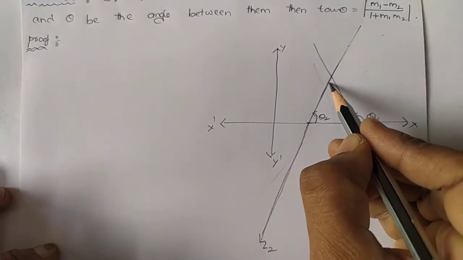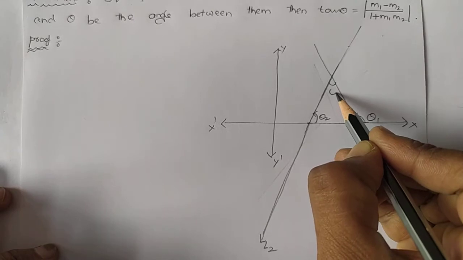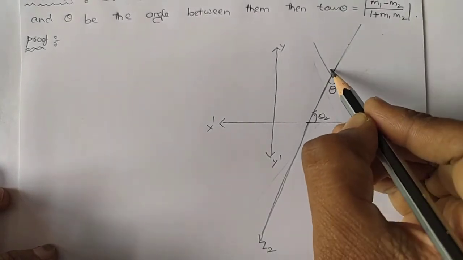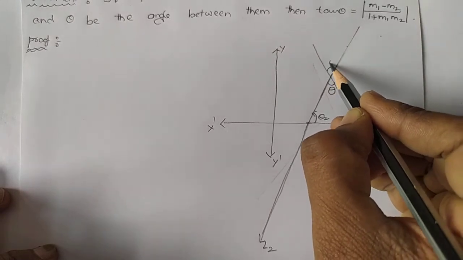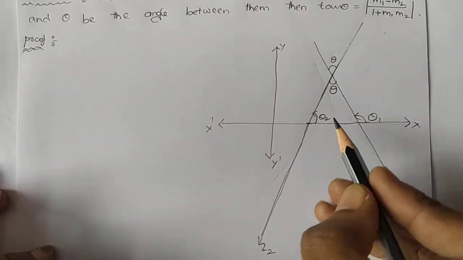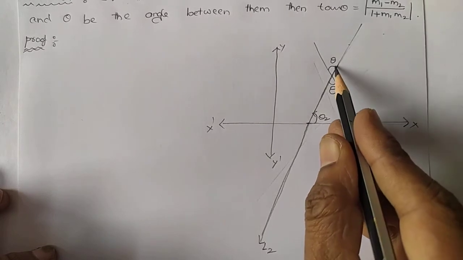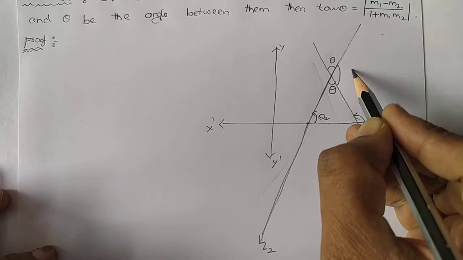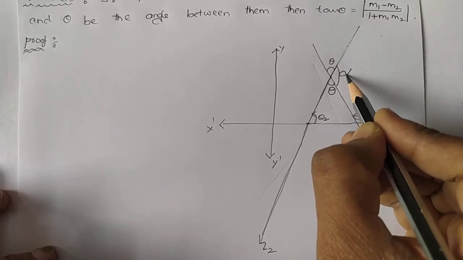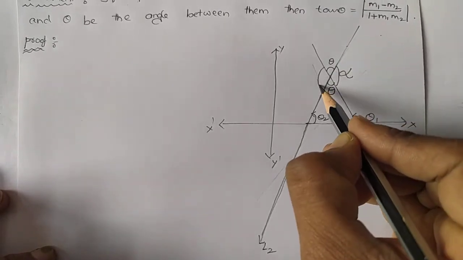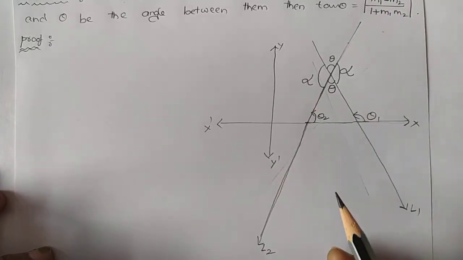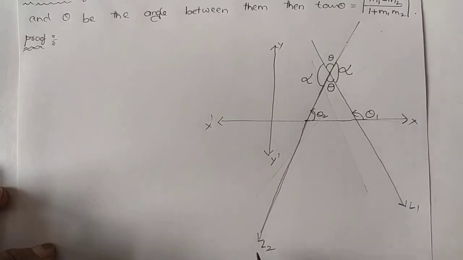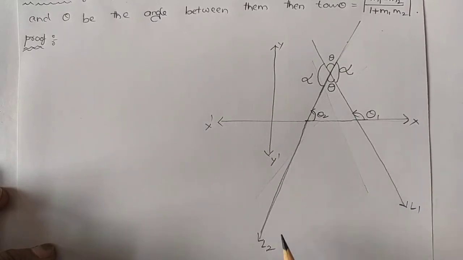Now, what about this angle? Let us consider this angle to be theta. If this angle is theta, then the opposite angle is also theta. Then what about this other angle? Let us consider that angle to be alpha. Here also, the opposite angle will be alpha. Once again, it is the line L1 and the line L2, non-vertical lines.